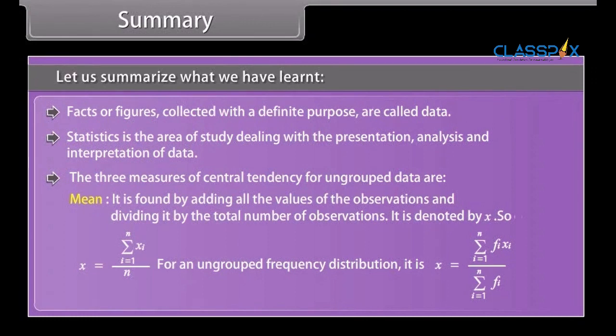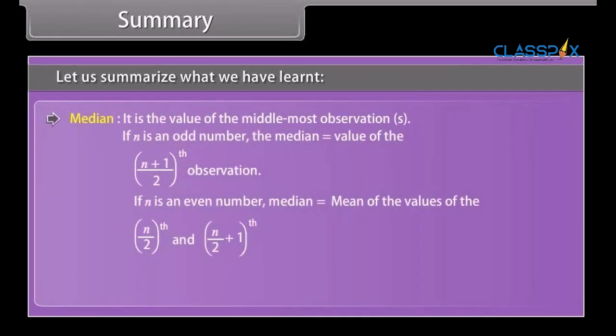It is denoted by x bar. So, for an ungrouped frequency distribution, it is Median. It is the value of the middlemost observation. If n is an odd number, the median is equal to the value of the (n plus 1) whole upon 2th observation. If n is an even number, the median is equal to the mean of the values of the n upon 2th and (n upon 2 plus 1)th observations. Mode. The mode is the most frequently occurring observation.